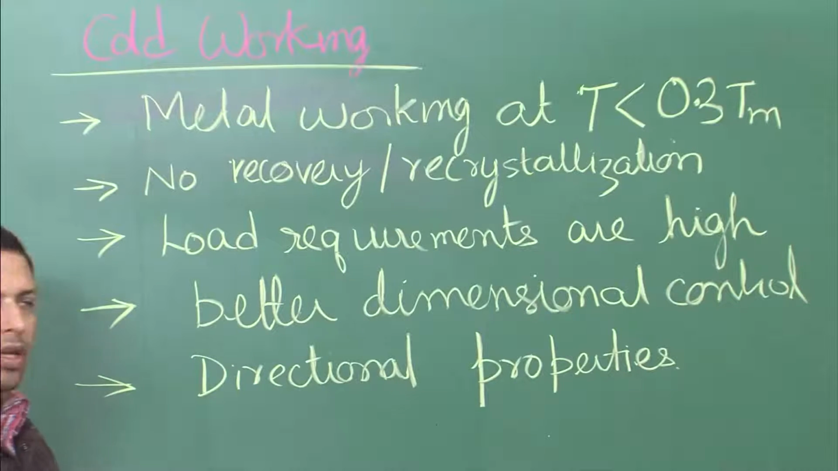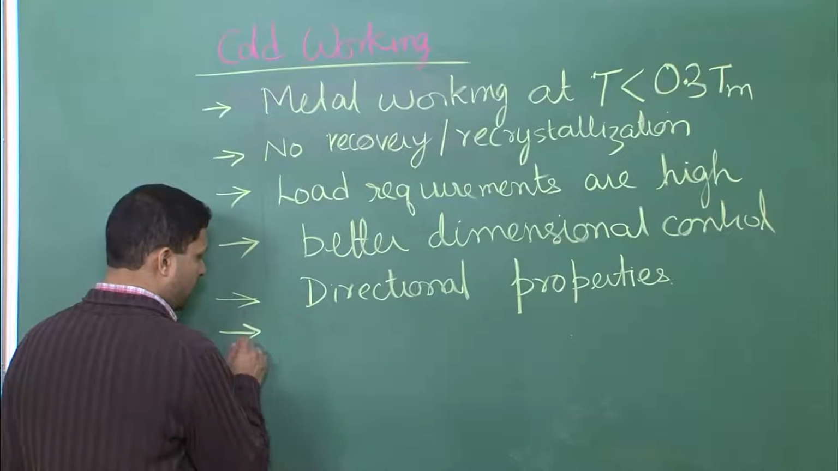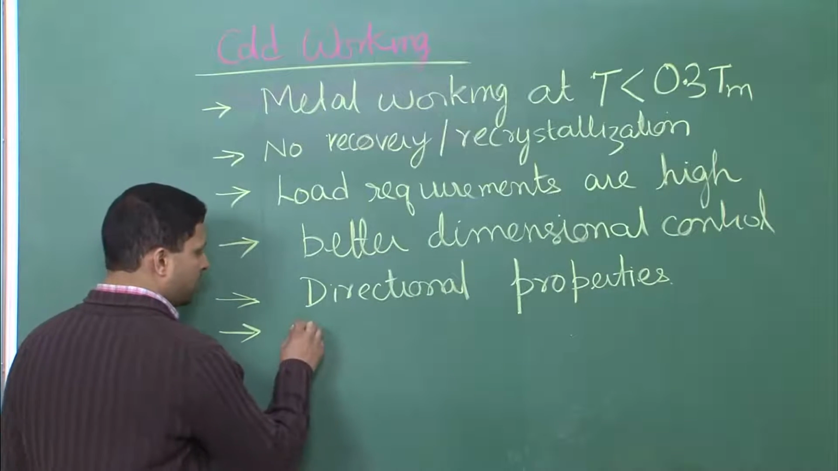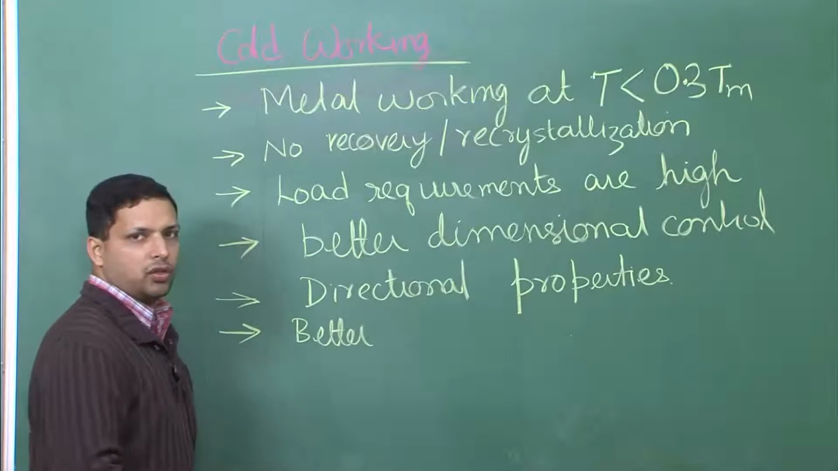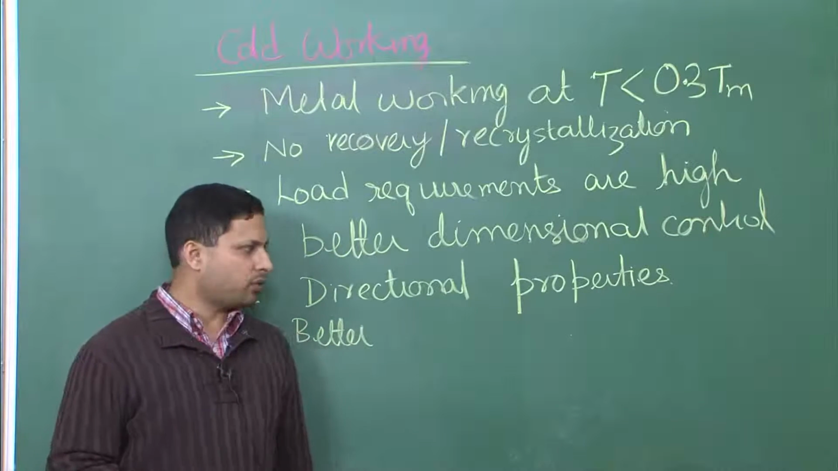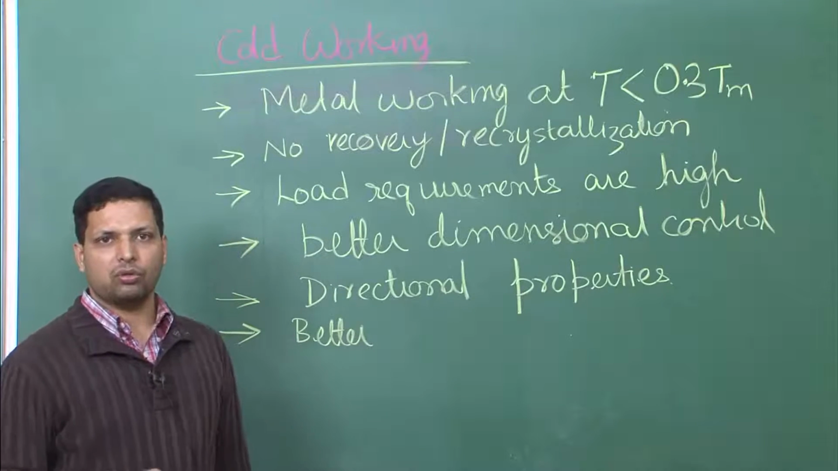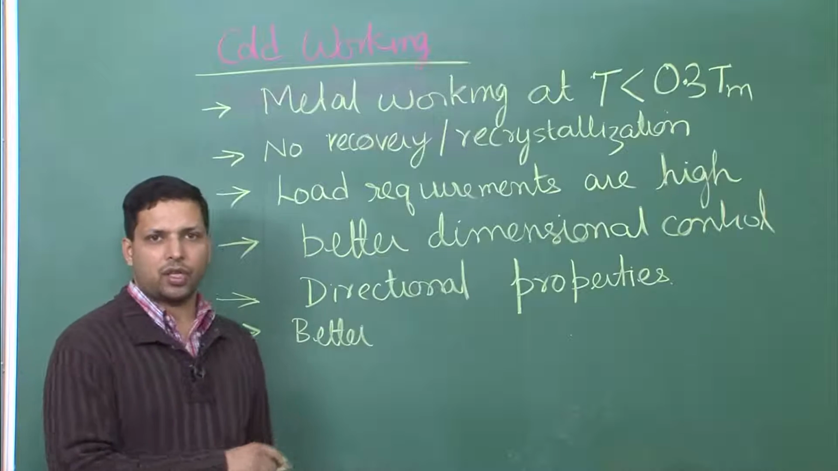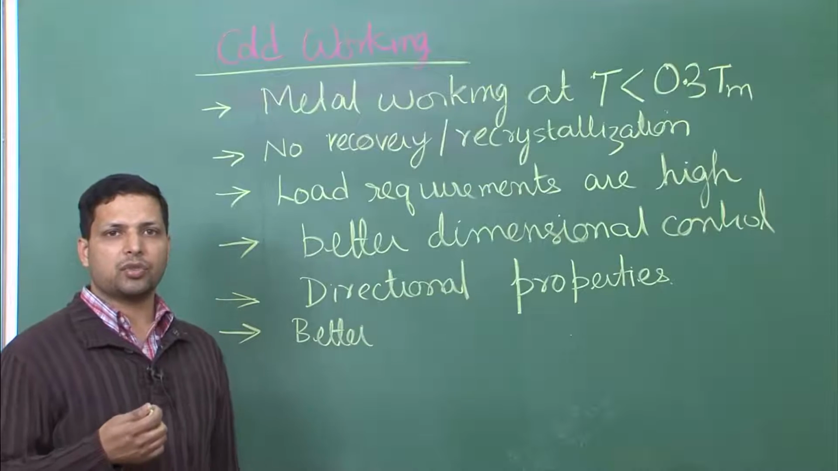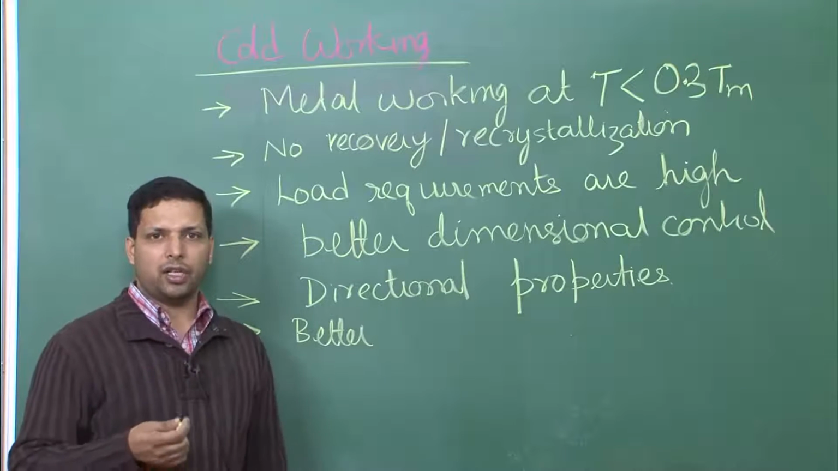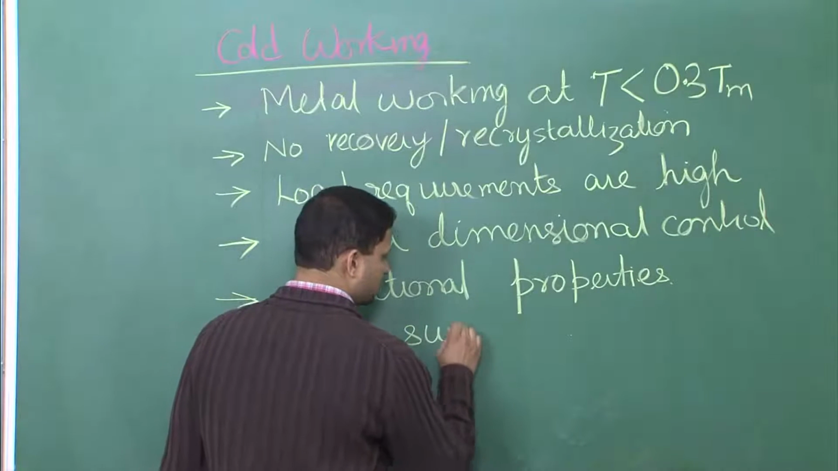So, these are some of the important characteristics that we know, and I missed one of them, which is better surface finish, because we are not doing it at higher temperature. As you would see, at higher temperature some scaling forms, because the material is prone to oxidation, but here, since you are doing it at room temperature or close to room temperature, at least in terms of the homologous temperature, you are at very low temperature, and therefore, you get better surface finish.